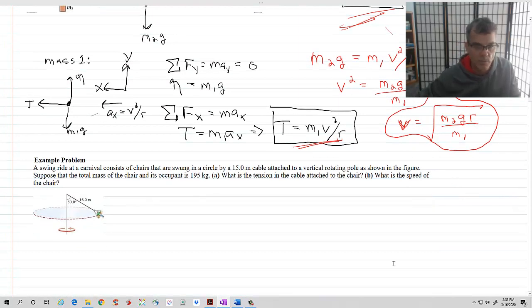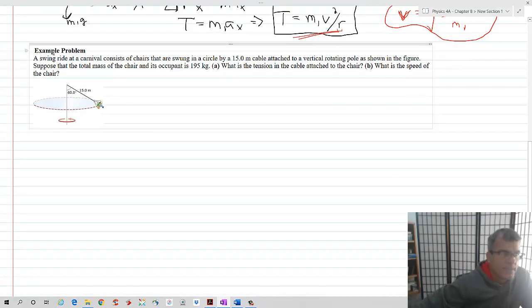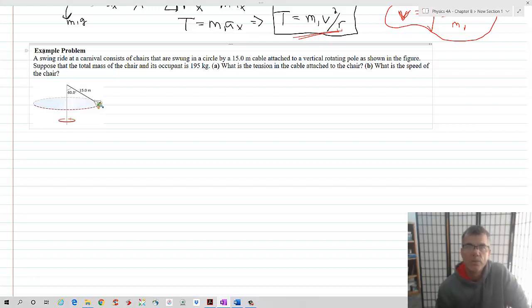So this example problem is not in your packet. A swing ride at a carnival consists of chairs that are swung in a circle by a 15-meter cable attached to a vertical rotating pole, as shown in the figure. Suppose the total mass of the chair and its occupant is 195 kilograms. What is the tension in the cable attached to the chair? What is the speed of the chair?